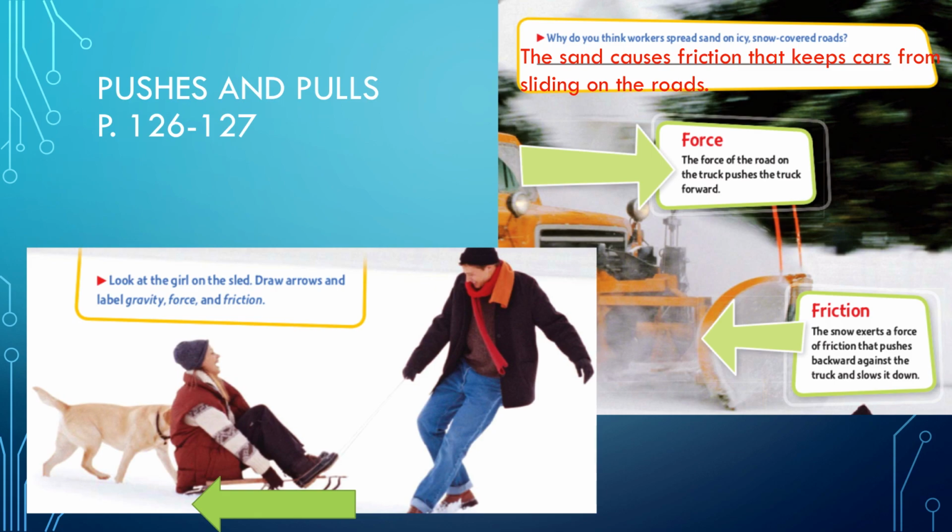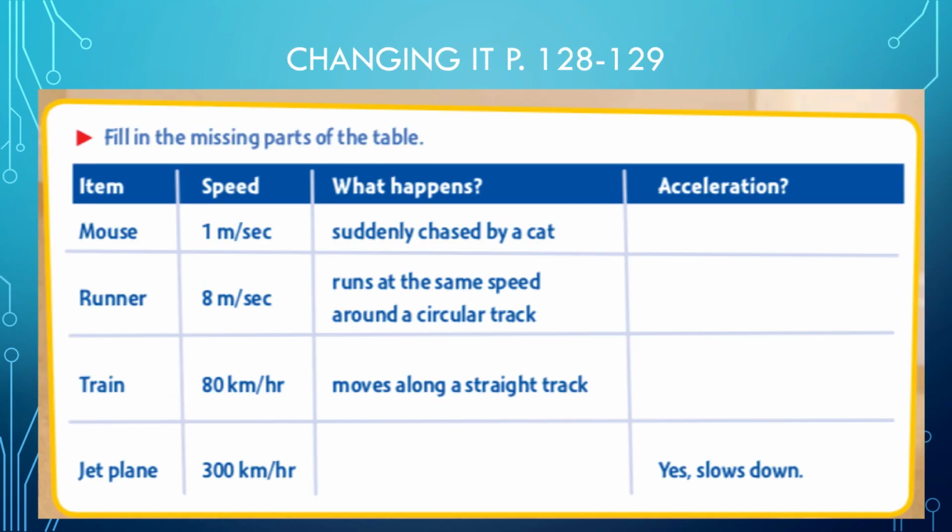Look at the girl on the sled. Draw arrows and label them gravity, force, and friction. The arrow pointing down towards the girl should be labeled gravity. The arrow pointing away from the girl towards the boy is the force, and the arrow pointing the other direction from the girl is friction. Read pages 128 and 129. Changing it up, or changing it.